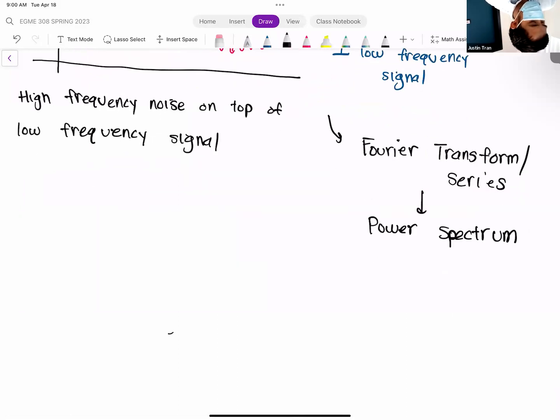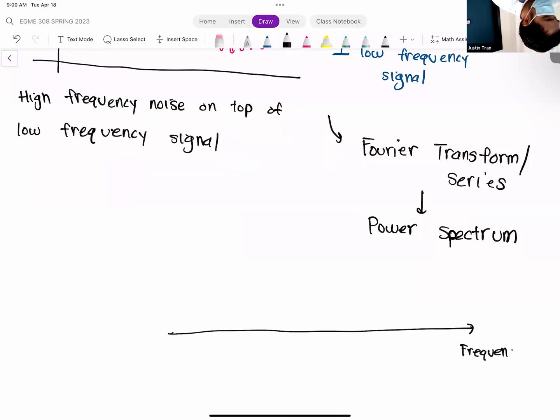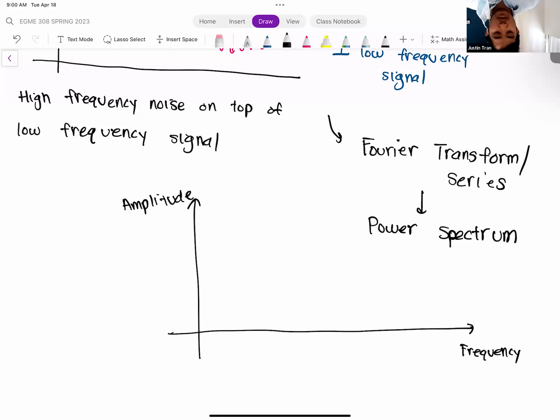And so for this signal, it would look something like this. The power spectrum, always on the horizontal axis, we're going to have frequency. And on the vertical axis, we're going to have amplitude. So here we have two dominant frequencies. Here we have a low frequency. We also have a high frequency.